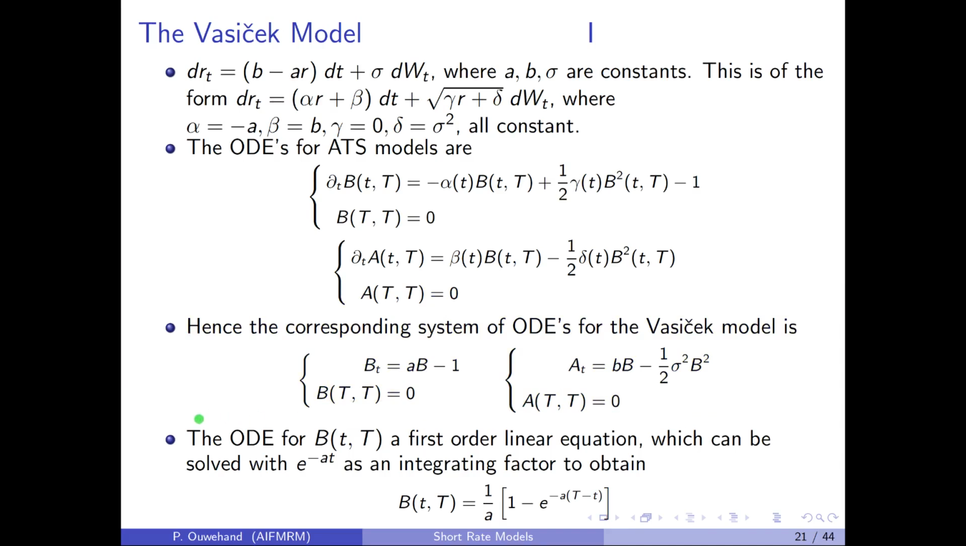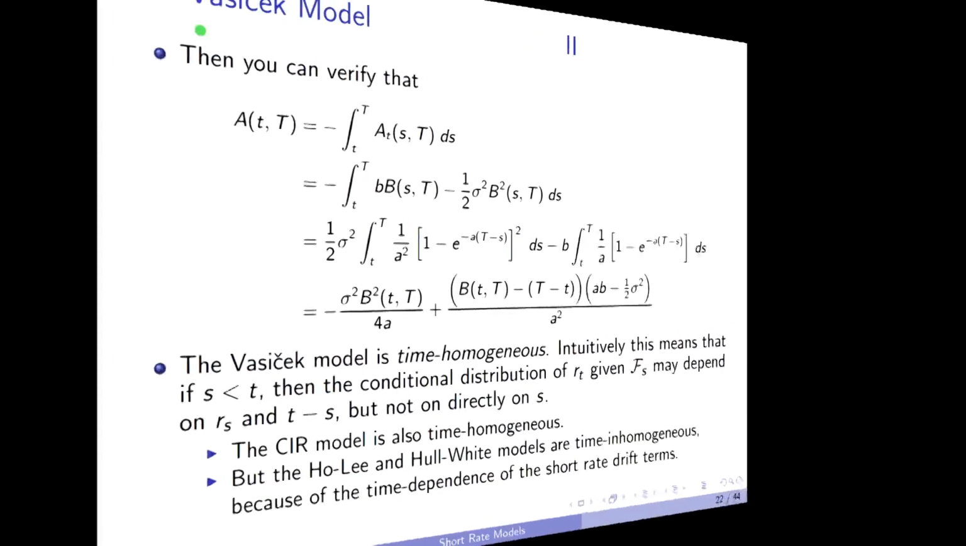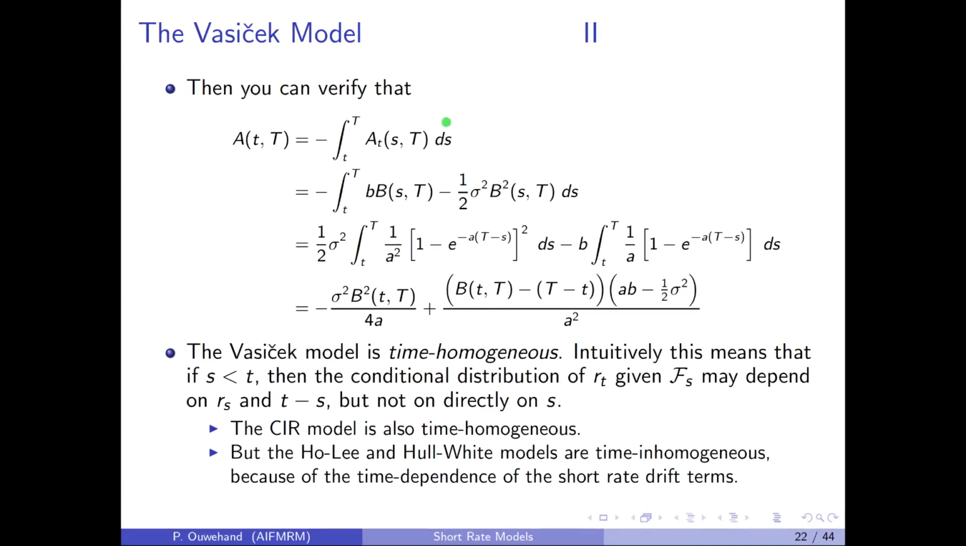Now the ODE for B is simply a first order linear equation. It's even separable and therefore can be solved with an integrating factor e to the minus at to obtain the following solution, as I invite you to verify yourself. Then you can verify by direct integration that A is given as follows.